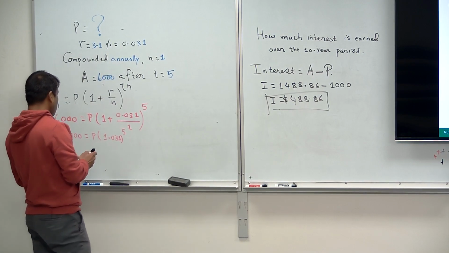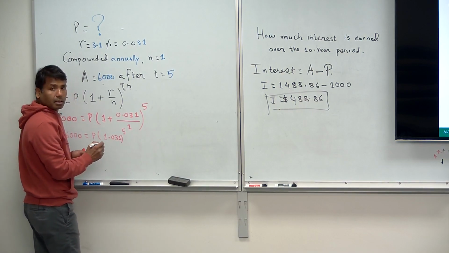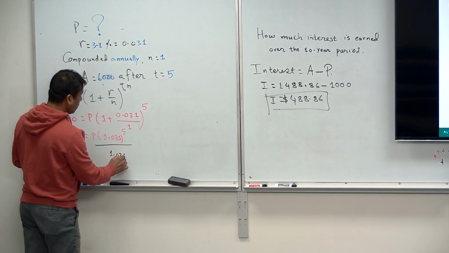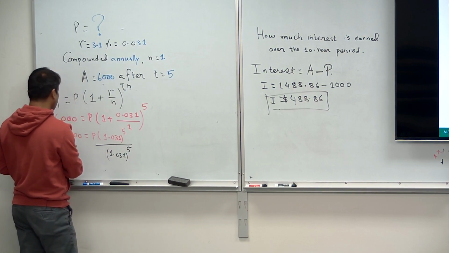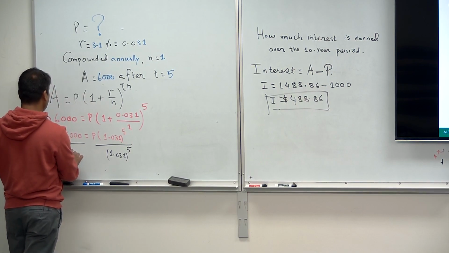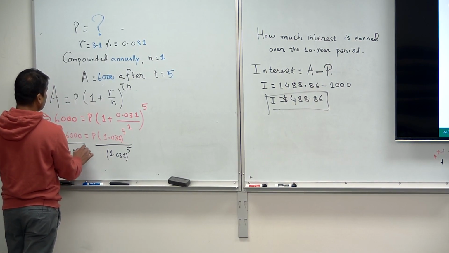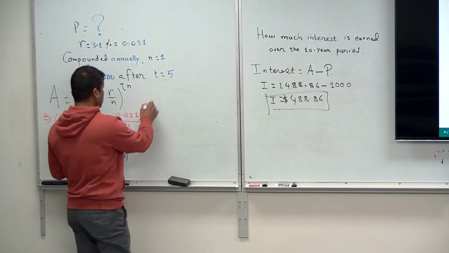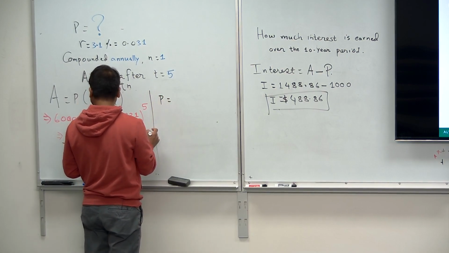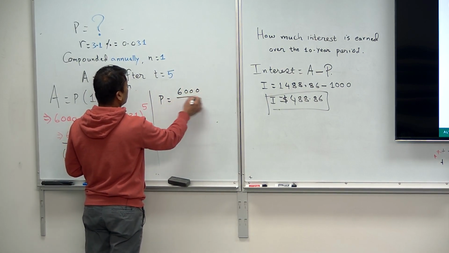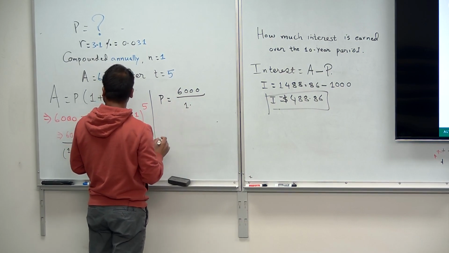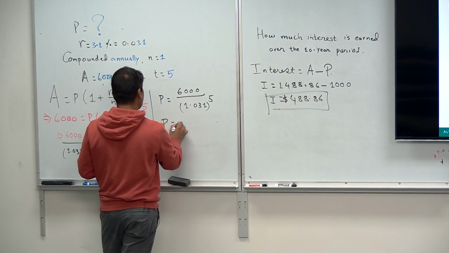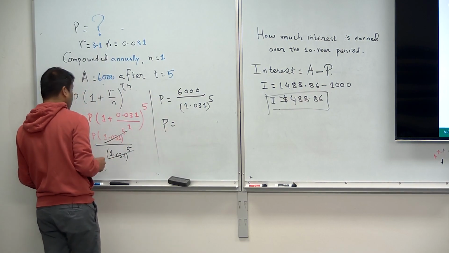So you divide both sides. Make sense? You divide both sides by 1.031 raised to the power 5. You divide here, and you divide here by 1.031 raised to the power 5. You cross them out. So now P equals 6,000 over 1.031 raised to the power 5. And you use the calculator, okay, to evaluate this.